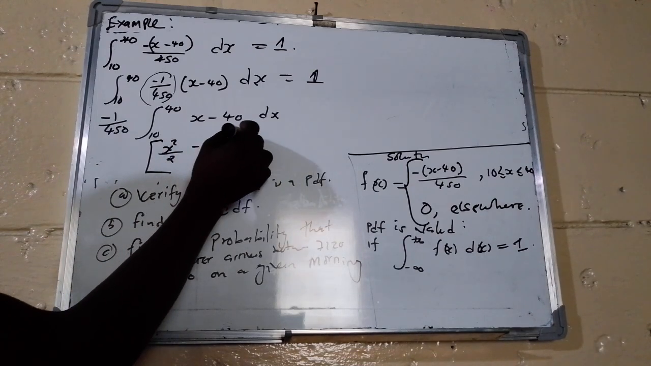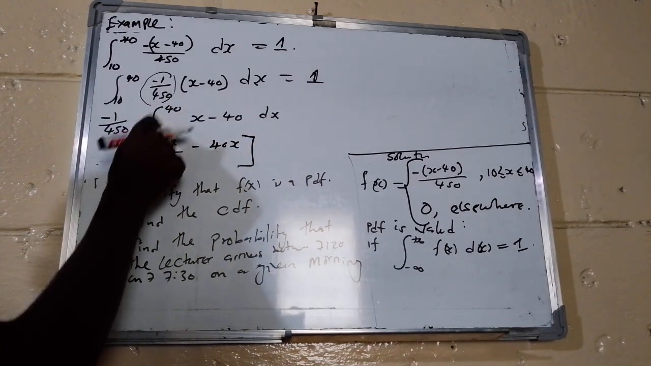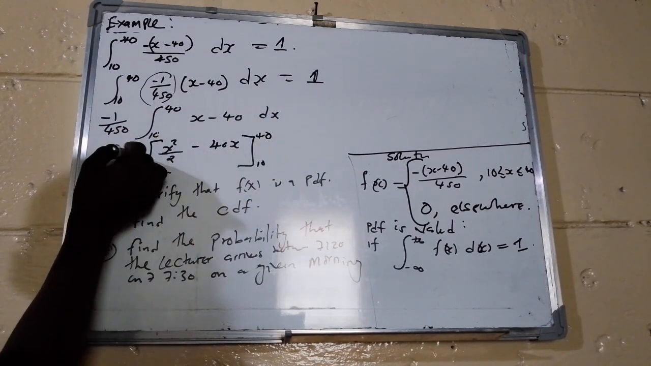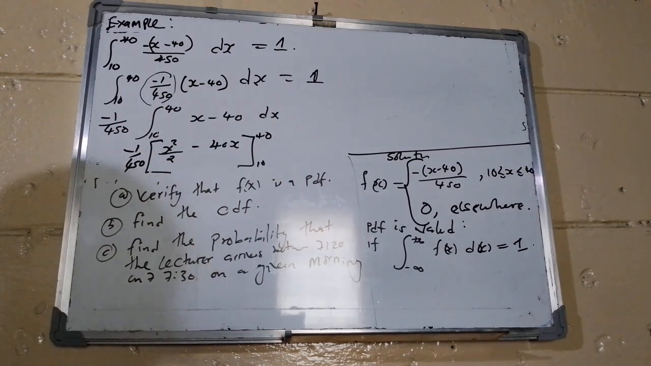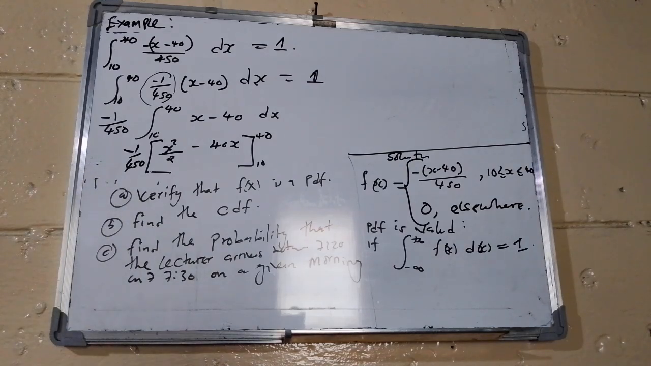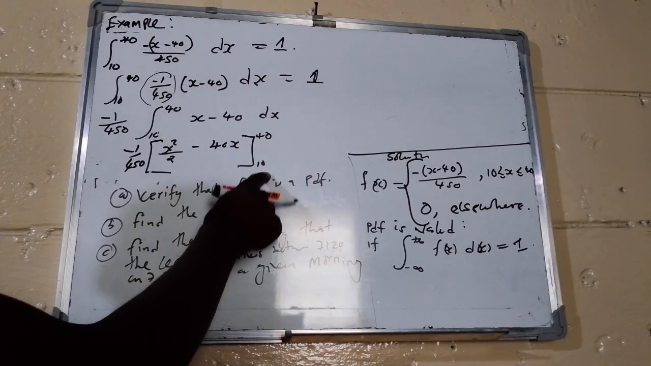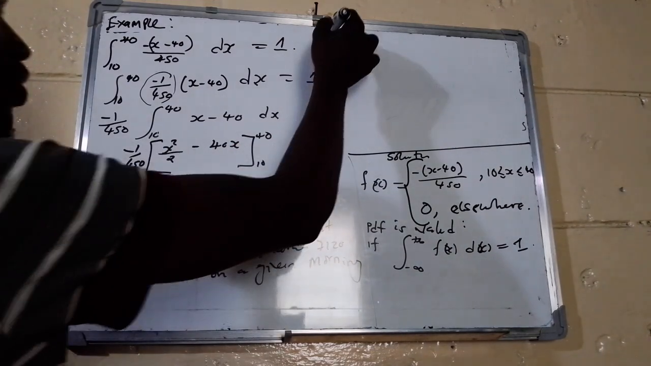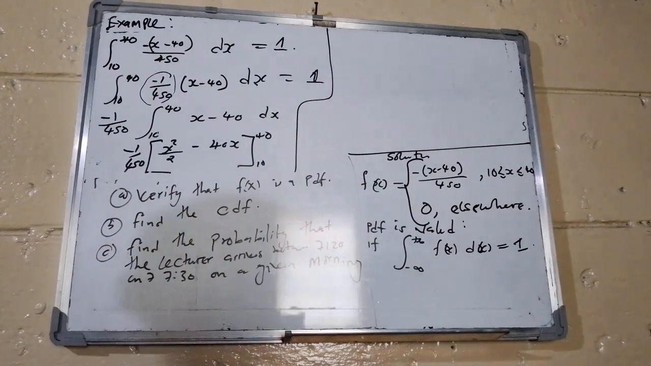40x. And the bounds of the limit run from 10 to 40. And we have negative 1 over 450 as our constant value, which is outside. So now, what does this limit tell us? We are replacing in there and we find the difference. So what is going to happen?